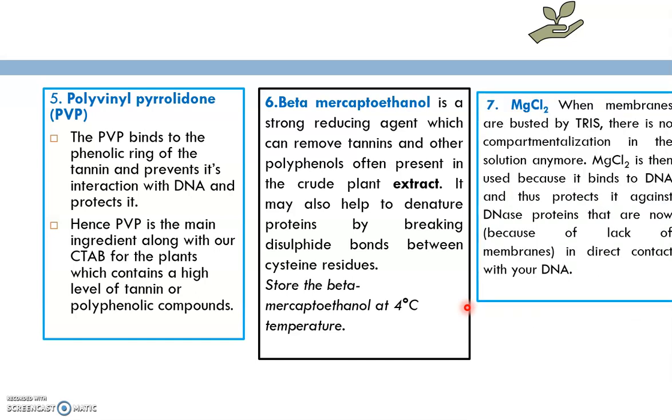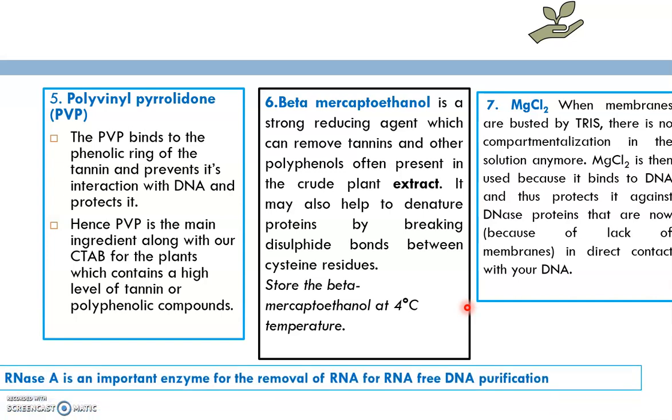Now another important component is magnesium chloride. Magnesium chloride is also optional, we can add it. It also protects our DNA from the action of the DNase enzymes. Now another important enzyme is RNase A, which can be used for the removal of RNA for RNA-free DNA purification.